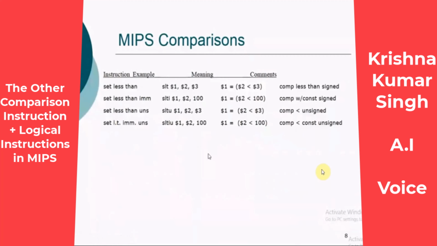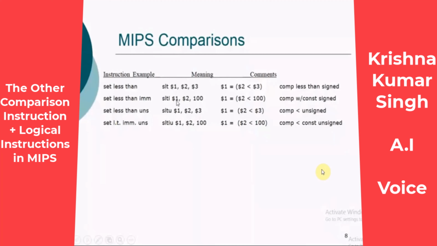Other comparisons. Instructions. So, set less than immediate. Check the content of one register and immediate data. If this one is less than this immediate data, then this register will be set to 1. Otherwise, this register is set to 0.